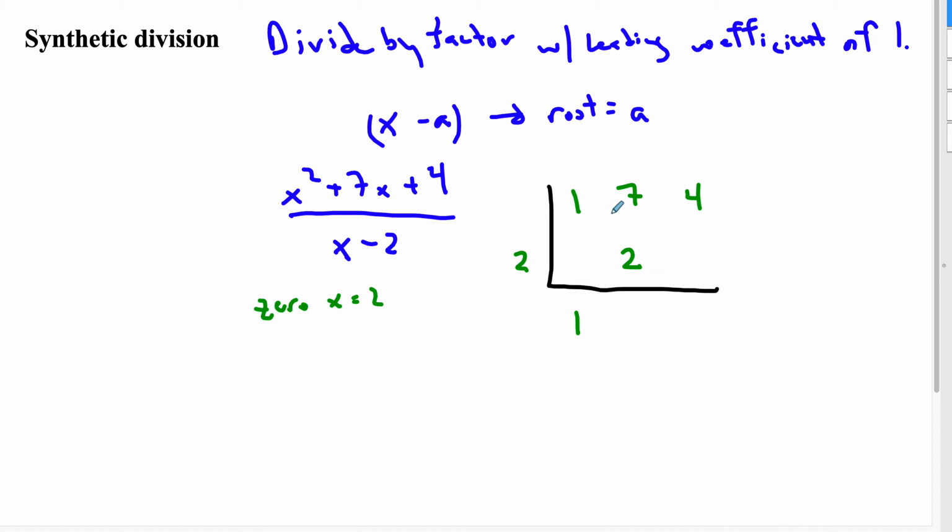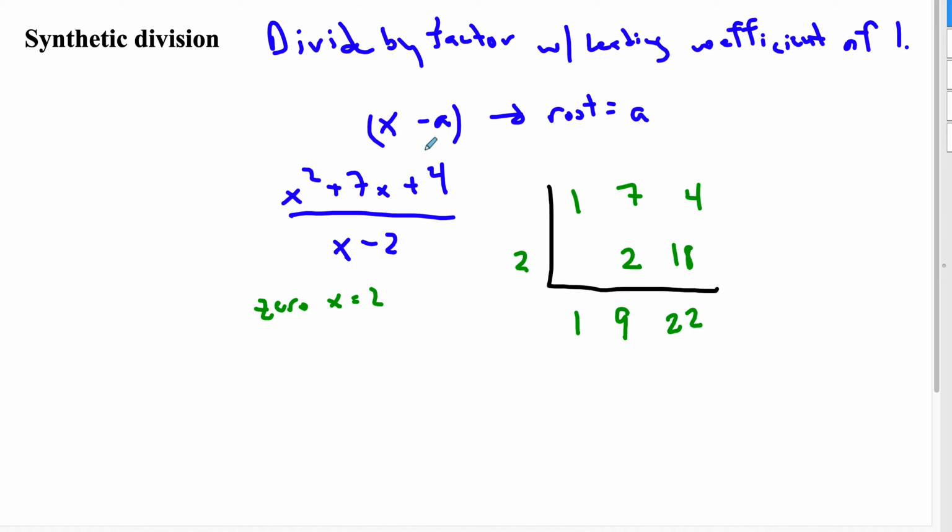There, that easy. Then you add these together. Then you multiply this, 2 times 9, which is 18. Then you add these together, 22. Okay, we're done. But now we have to interpret this, right? Let's read the tea leaves, yes?